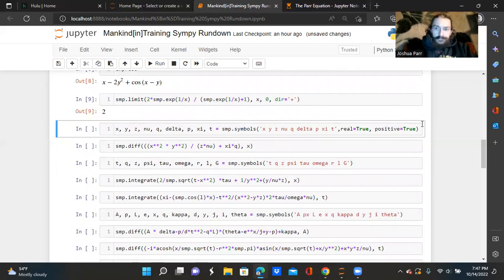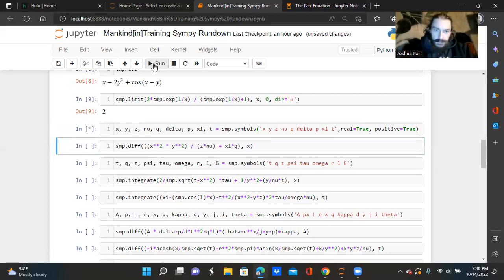So now I'm doing what I did above. We are telling Sympy I'm putting in a bunch of symbols, and I want you to evaluate them: X, Y, Z, nu, the Greek letter nu, Q, delta, the Greek letter delta, P, xi, the Greek letter xi, and T. You write them all spaced out here, but commaed in between here. In this case, I'm saying that all of these symbols are real numbers, and they are positive numbers. That's what I want the answer to be. We're going to run this. So now Sympy has evaluated that these are expressions.